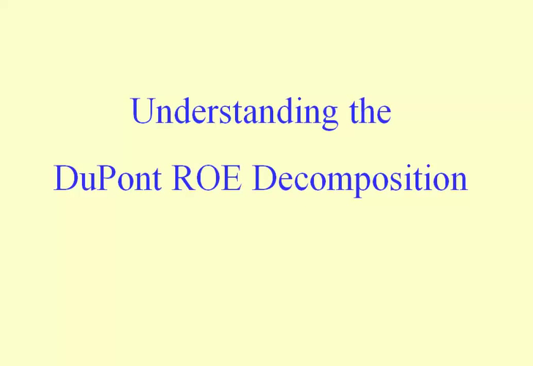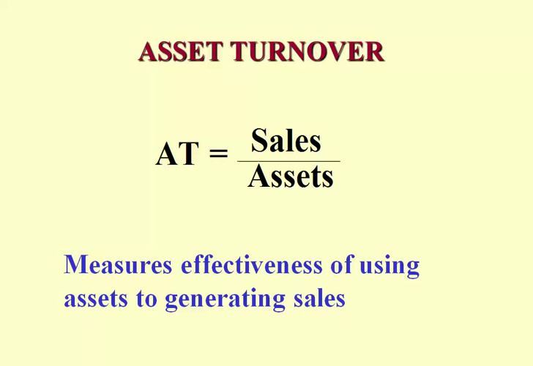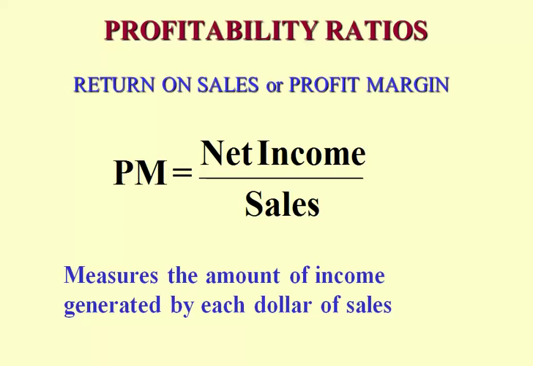Understanding the DuPont ROE decomposition. We've been introduced to a number of different types of ratios. We've been introduced to asset turnover ratios, which effectively measure the efficiency of our firm generating sales with our assets. We've been introduced to profitability ratios, such as our profit margin or return on sales. That's net income divided by sales, and it measures our efficiency or the amount of income that we generate on every dollar of sales that we make.